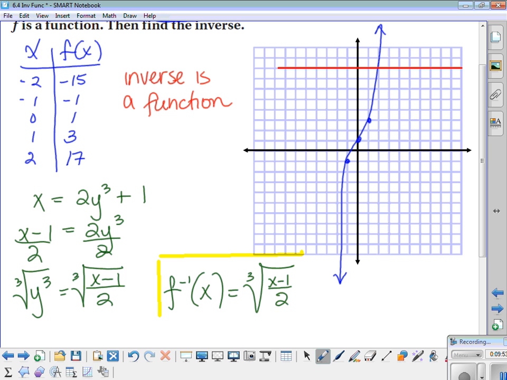Okay, so when you're doing your homework, just follow the instructions. If it says to graph both of them, graph both of them. But if it says determine whether the inverse is a function, then you really only have to graph the original function, okay? So it just depends on what the instructions say, so read the instructions for a change.